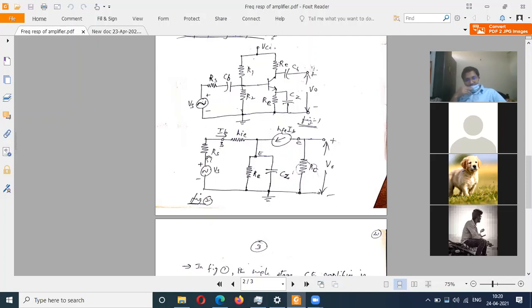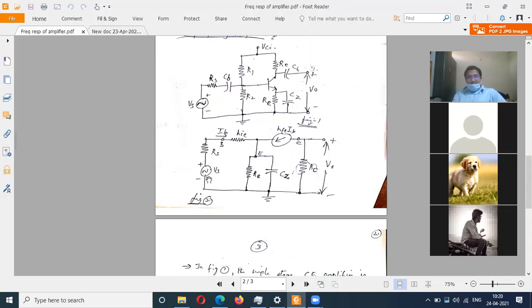Vs equal to, yes, RS IB plus, yes. IB HIE plus, yes. IB into 1 plus HFE, into? Okay, last part I will tell.